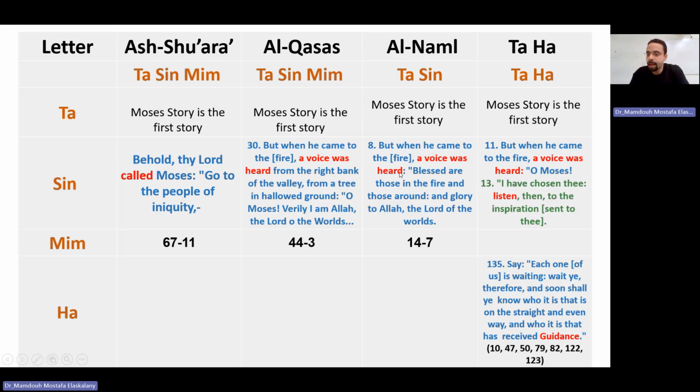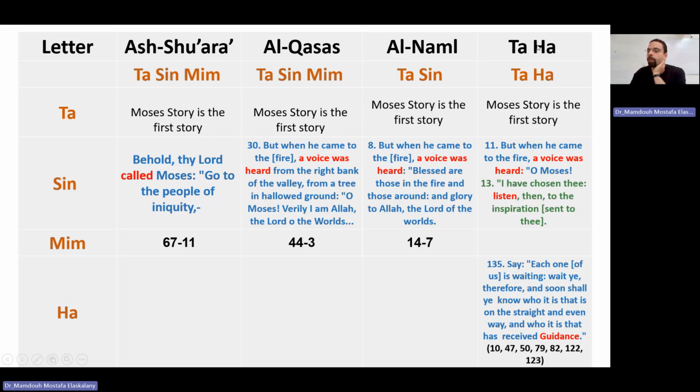Moses can hear. Again, in Naml: "But when he came to the fire, a voice was heard." Again, this surah, Surah Naml, is stressing the same moment when Moses can listen to God, can hear his God. So we said that listening has to do with sama. It is the initial of the word sama in Arabic, and sama means listening in English. So seen is again related to this moment where God called upon Moses.